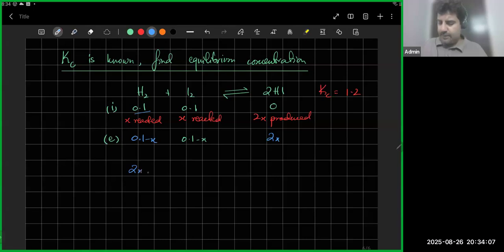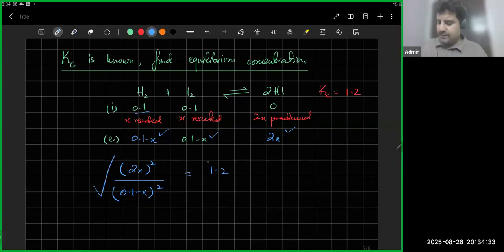My expression would be 2x squared divided by 0.1 minus x squared, or 0.1 minus x into 0.1 minus x. Okay, so it's product over reactants. The Kc value is 1.2, and we're going to try and solve this. The reason I had to change the values was they are very specific about not solving quadratic equations.